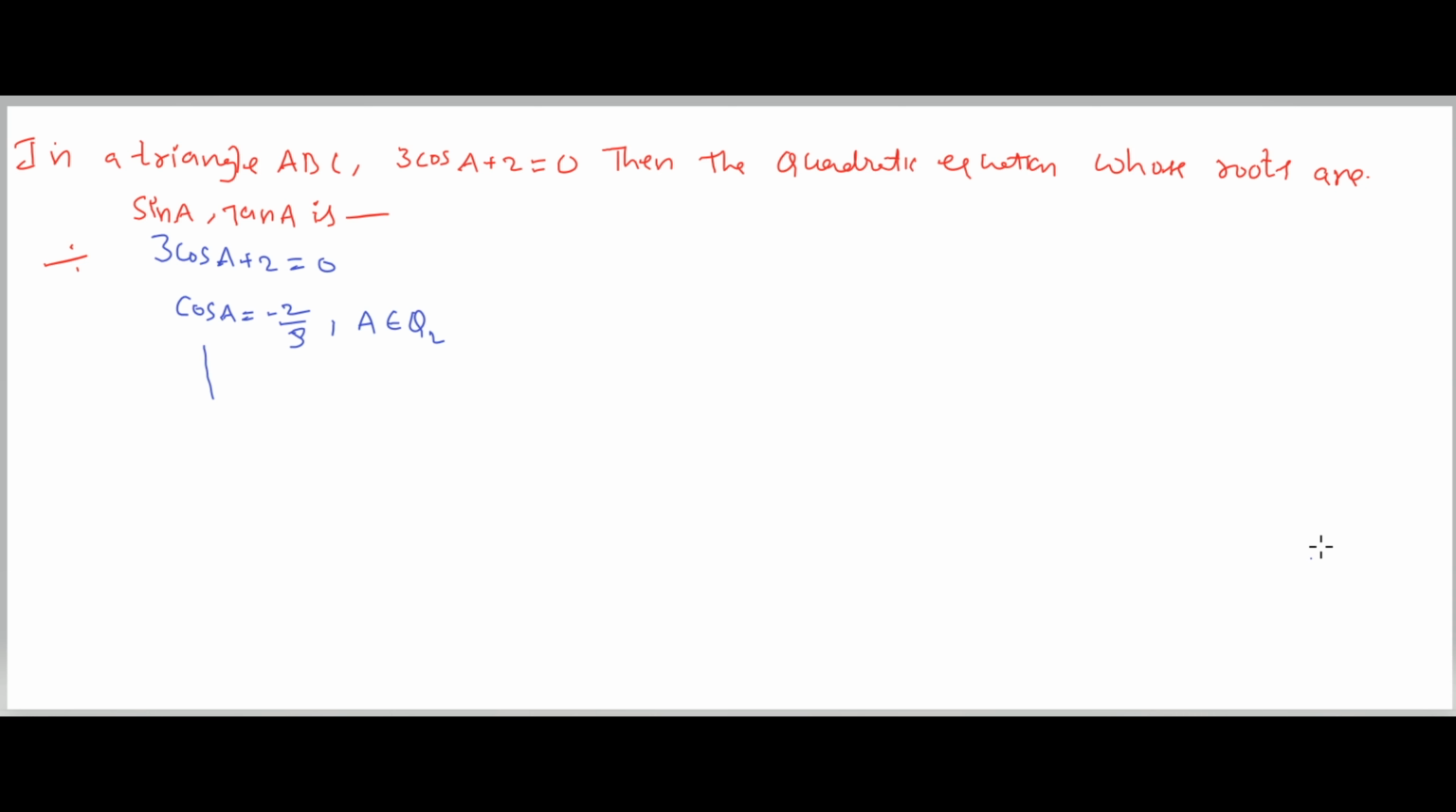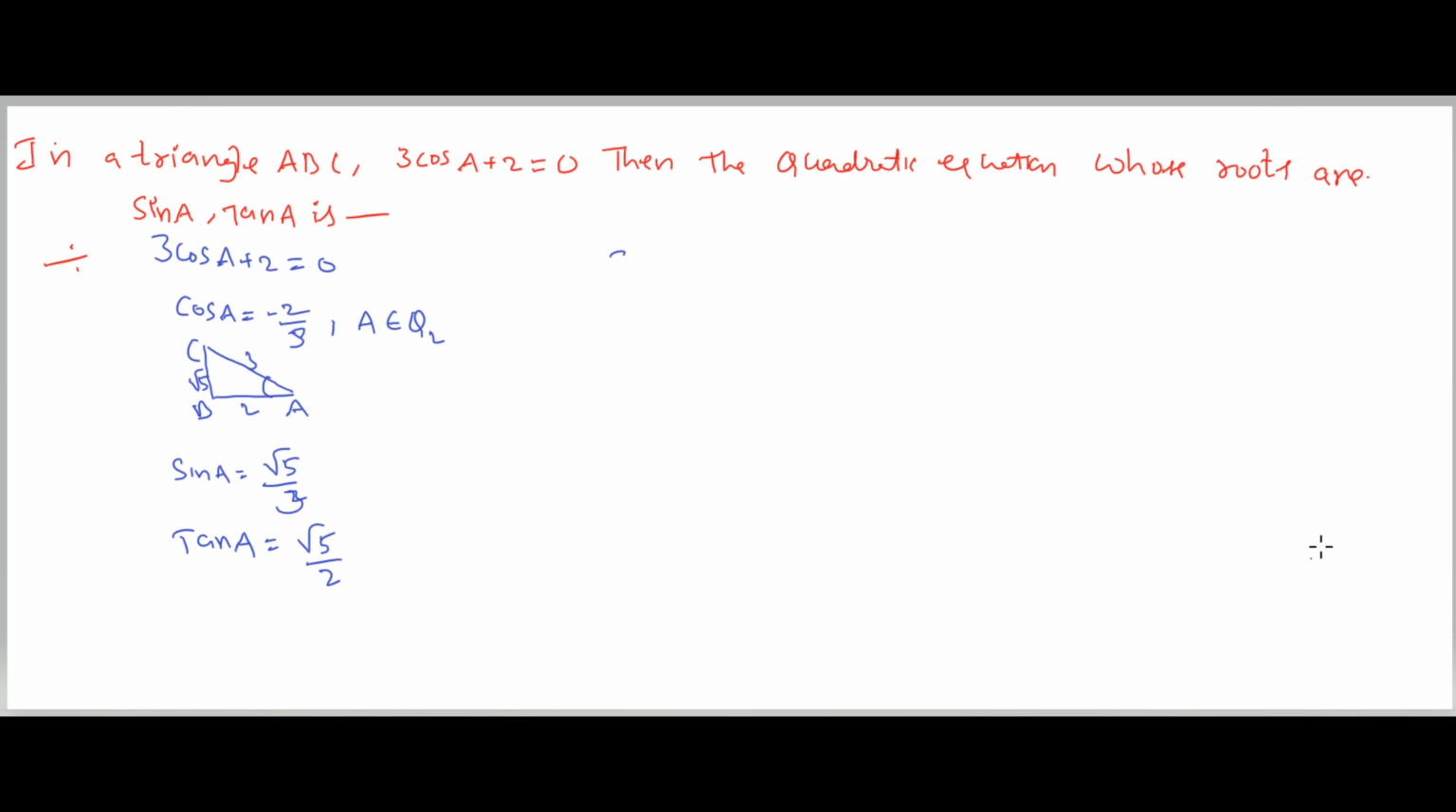So now draw the triangle ABC. Cos A is given, that is 2 by 3. This value is root 5. Now sin A is equal to opposite side by hypotenuse, that is root 5 by 3, and tan A is equal to opposite side by adjacent side, that is root 5 by 2.